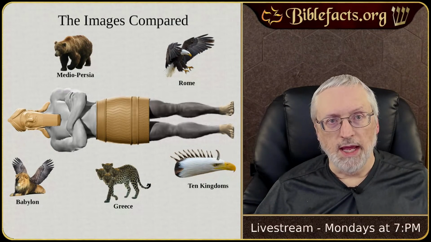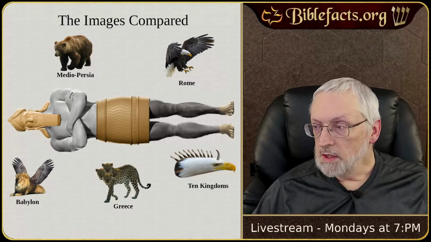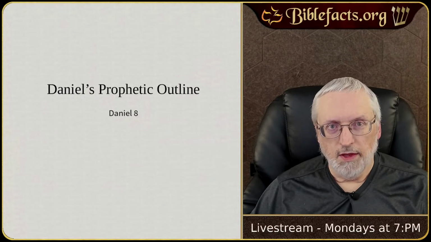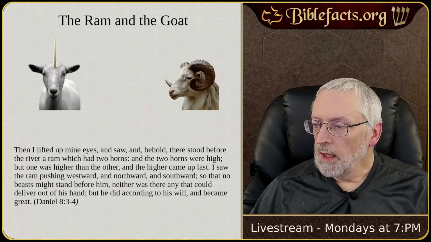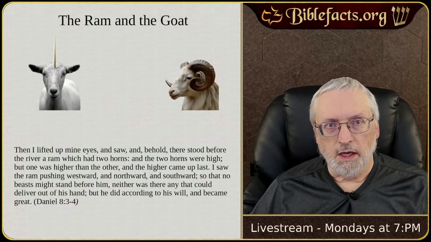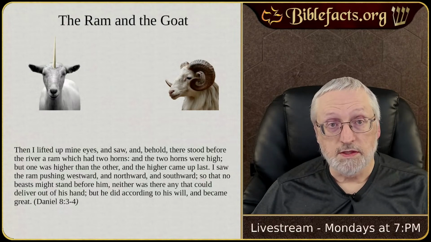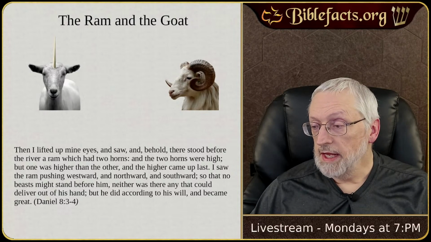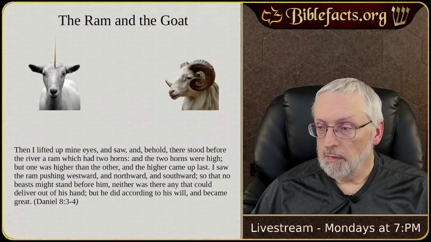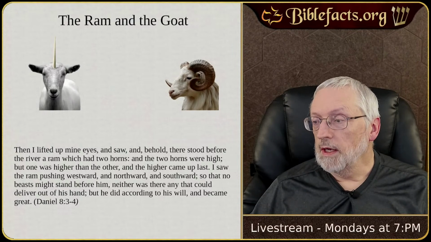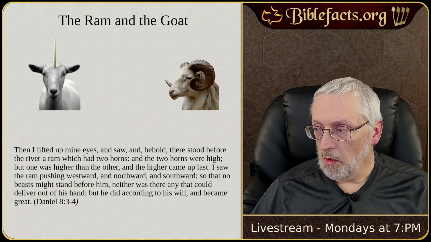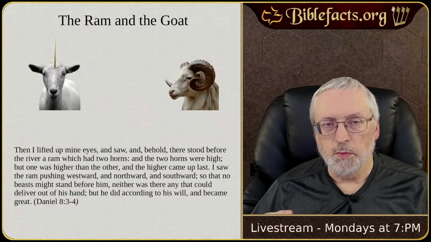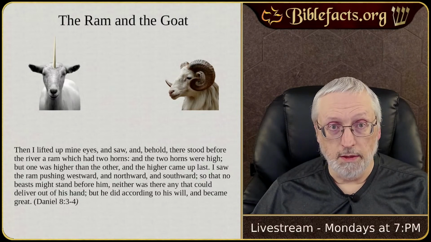We'll start looking at chapter 8 and put all of this together. In chapter 8, we have the prophecy of the ram and the goat. Basically he has this vision, and we'll focus on the vision. So we'll start in verse 3. This is Daniel chapter 8, verses 3 and 4. And he says, I lifted up my eyes, and I saw, behold, there stood before the river a ram. The river is the river at Shushan.